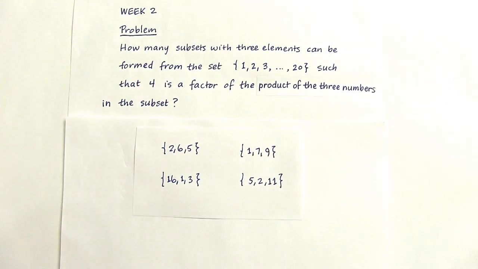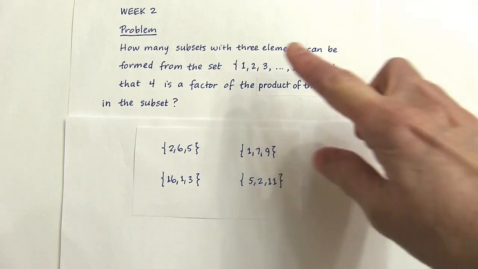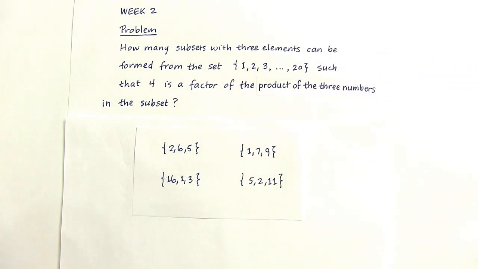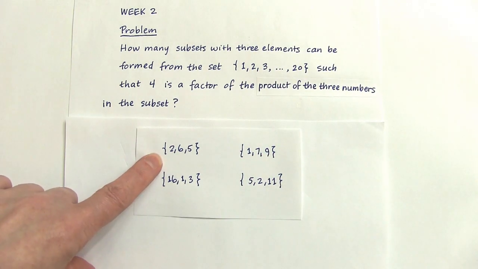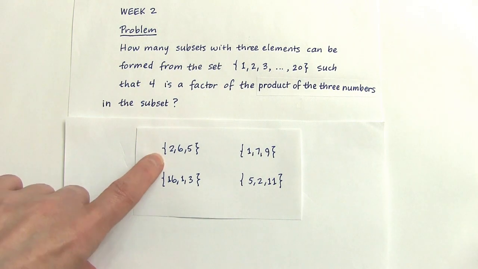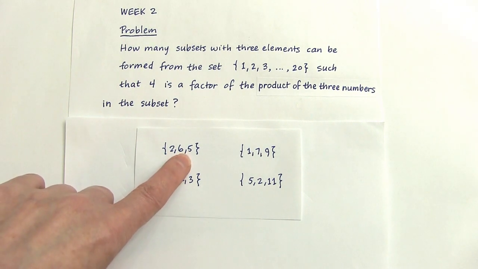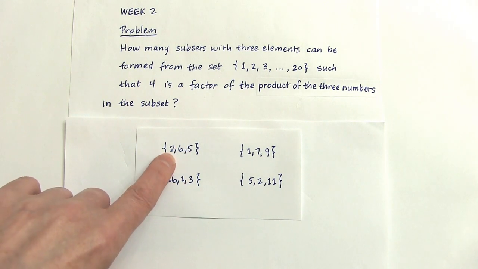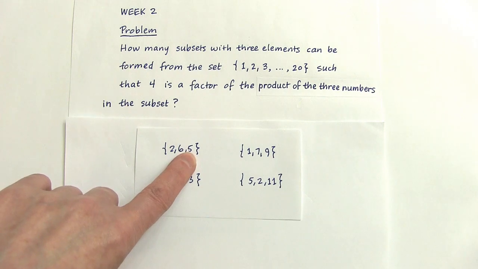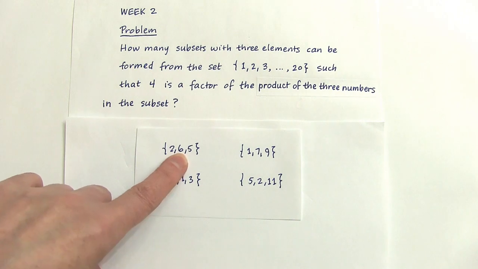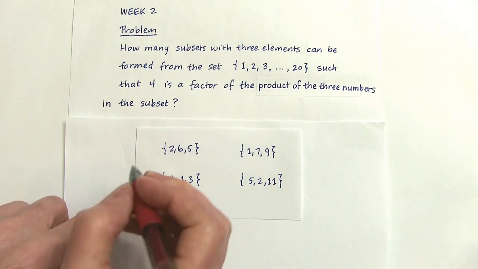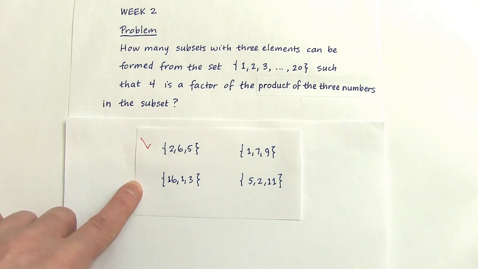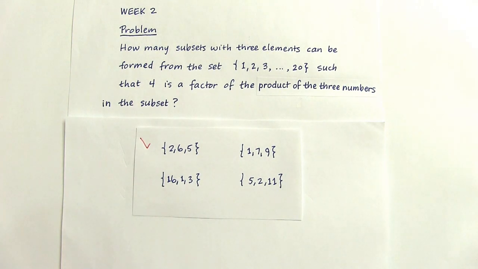For example, here's a list of subsets with 3 elements that can be formed from the set of numbers 1 through 20. And this subset satisfies the criteria because 2 divides 2 and 2 divides 6, so 4 divides the product of these 3 numbers: 2 times 6 times 5, which is 60, and 60 divided by 4 is 15. So this is an example of the kind of subset we're looking for.